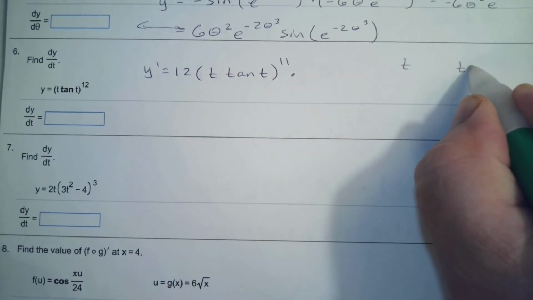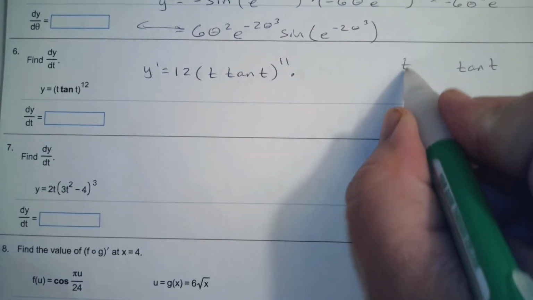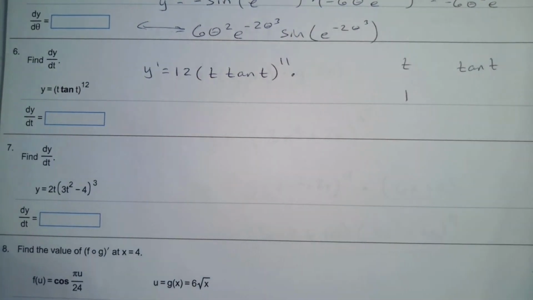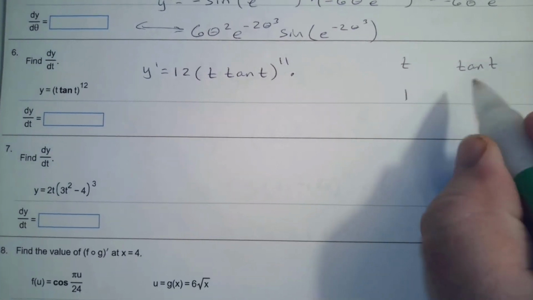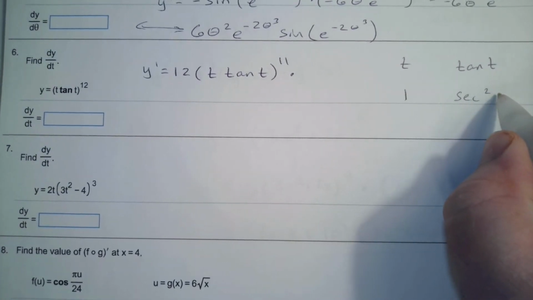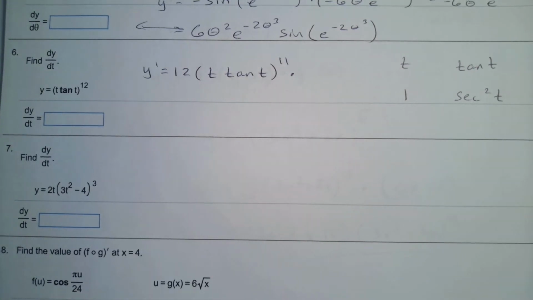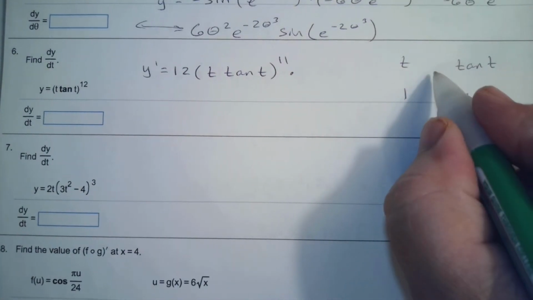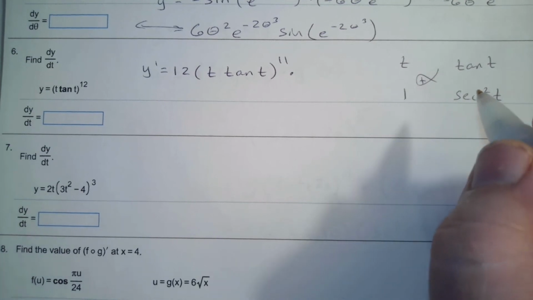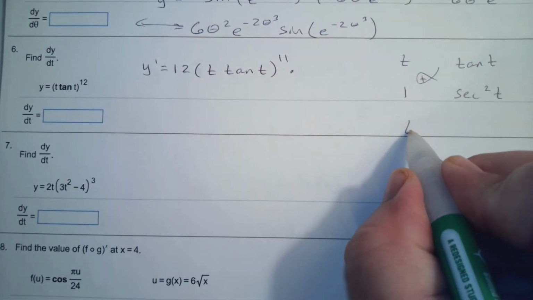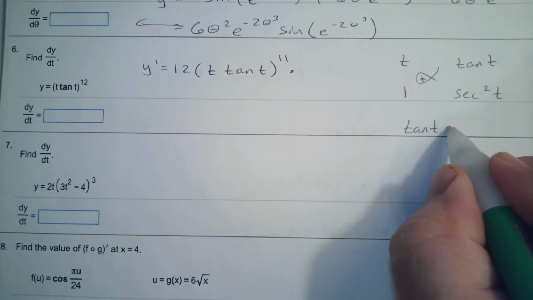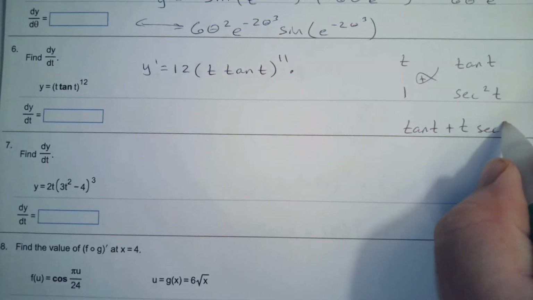t tan t. Derivative of tangent is secant squared. Since it's a product, we have to add those. So it's tangent t plus t secant squared t.